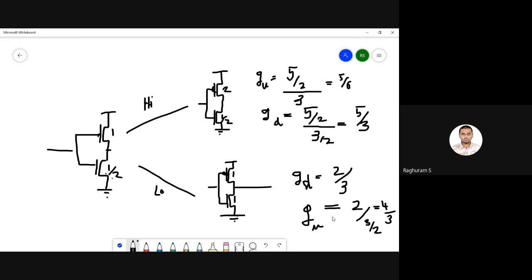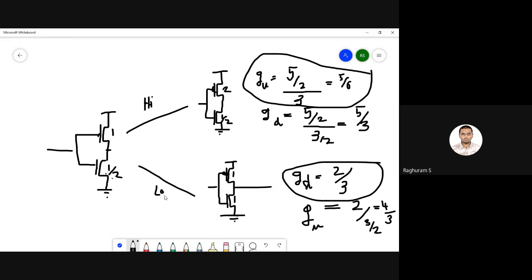So it has become worse for the rising transition for this inverter, but this is a low skew inverter. Nobody cares about the rising transition. This is the trade-off. But what we have done is we have improved the rising transition for the high skew inverter better than a normal inverter. We have improved the falling transition for the low skew inverter better than a normal inverter. So this is the goal of the skewed gates: one particular transition, you improve it at the cost of the other transition.